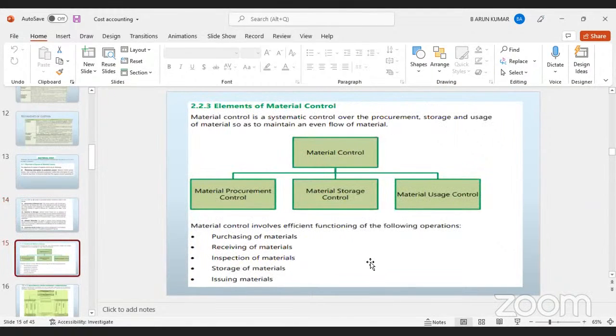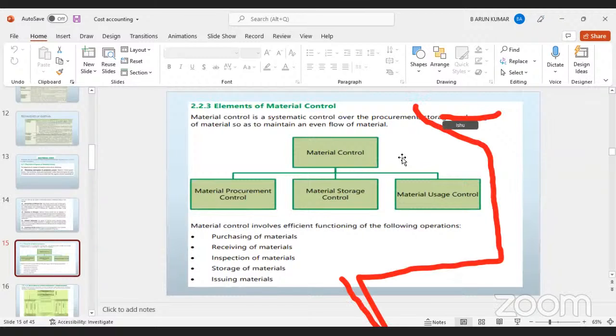The second one is the elements of material control. What type of elements are here? Material control is the systematic control over the procurement, storage, and usage of materials so as to maintain an even flow of material. In the process of preparing the final products, different types of process are there. In these processes we control the material based on what we should see. The first one is material procurement.